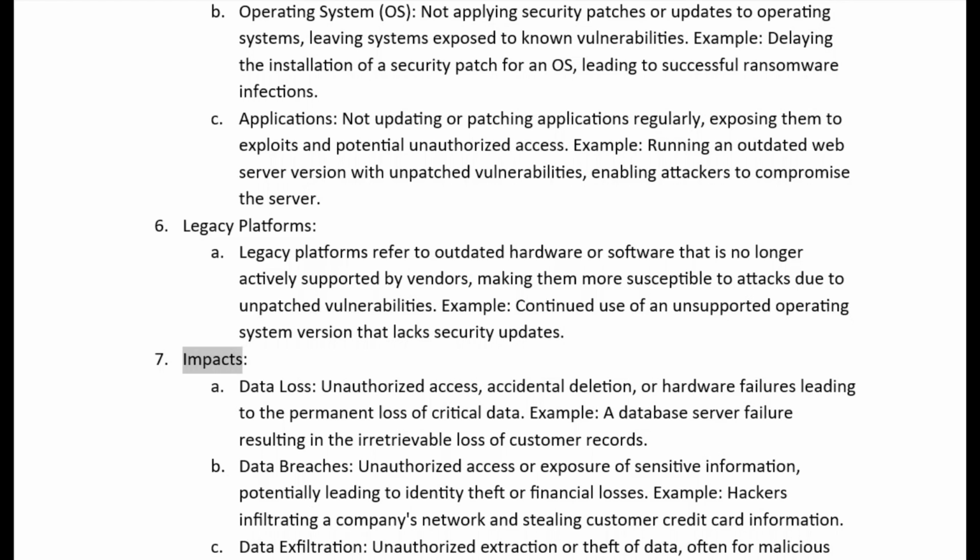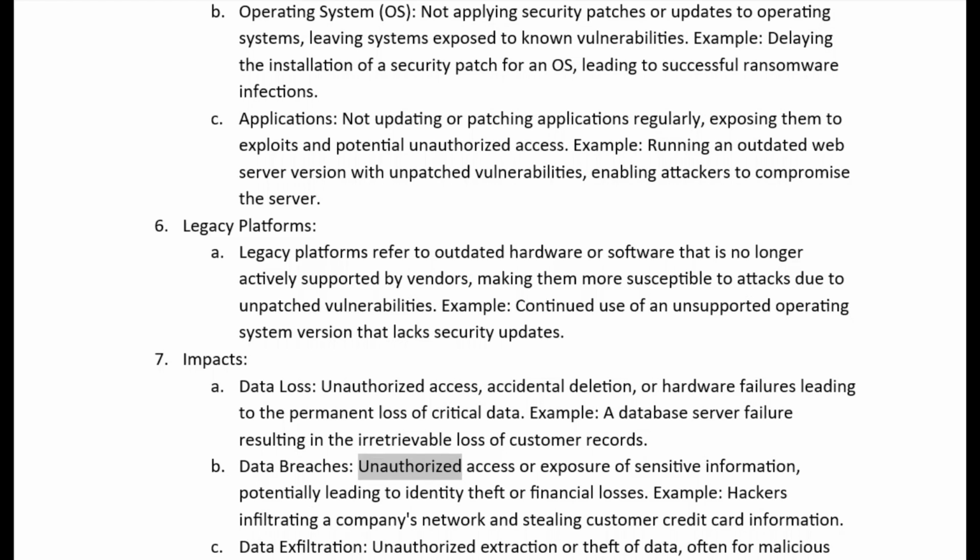Impacts: data loss, from unauthorized access, accidental deletion, or hardware failures leading to the permanent loss of critical data. Example: a database server failure resulting in the irretrievable loss of customer records.